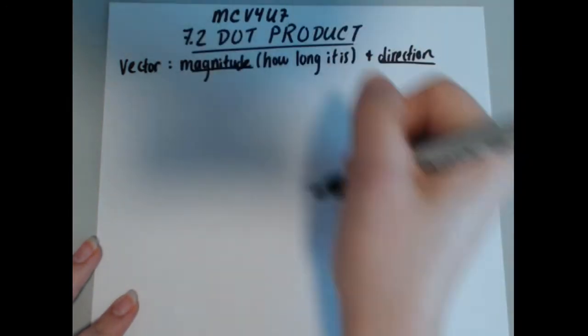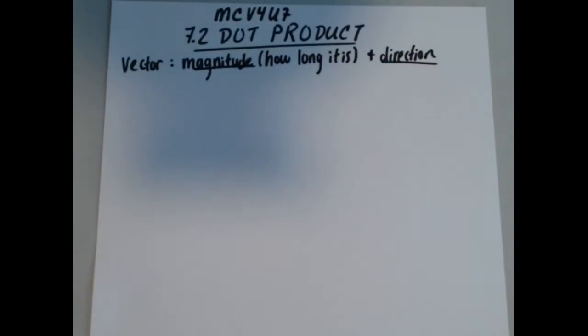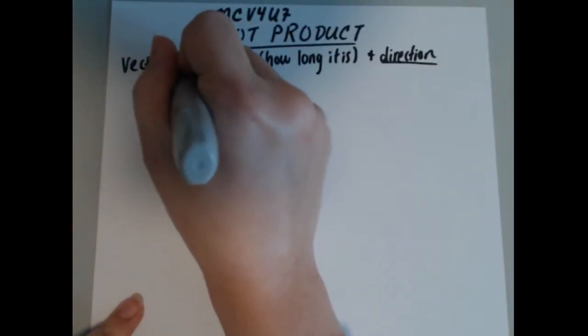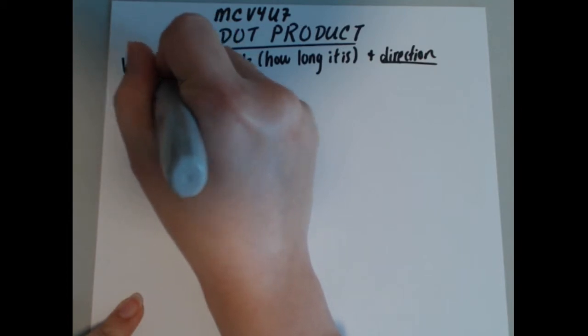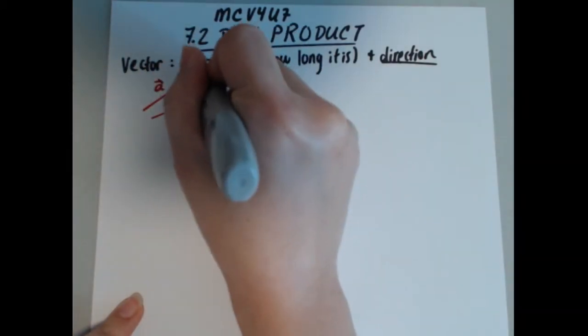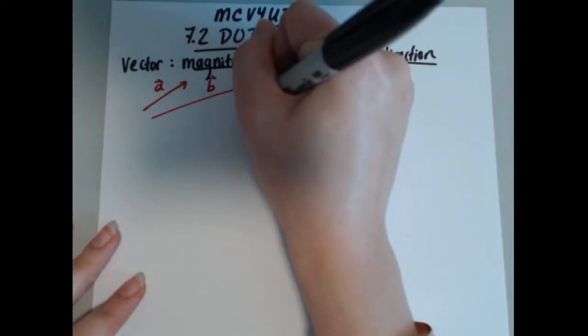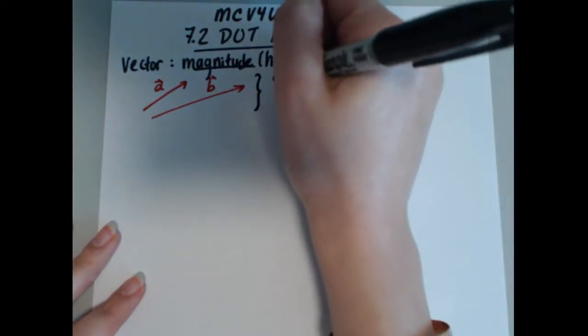Okay, so let's look at two vectors. So let's say I've got vector A and I've got vector B. B has a larger magnitude than A and it's going in a different direction than A. Their angles are slightly different. Now, how can I relate vectors A and B together? Well, one way to relate the two vectors is by taking something called the dot product.